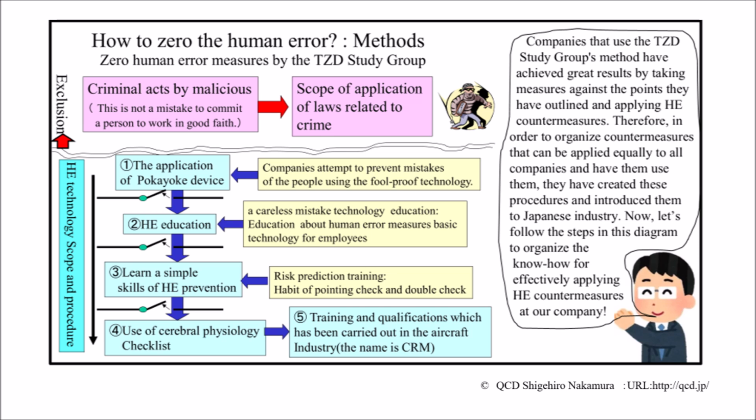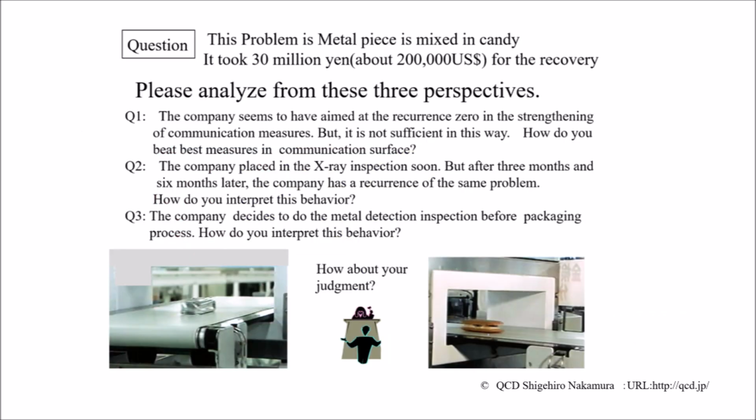The areas above the double-dashed line in this figure are violations committed intentionally by people and are not subject to human error. This picture book introduces the contents and methods through case studies, so we hope you will find it useful. Here is the case study.